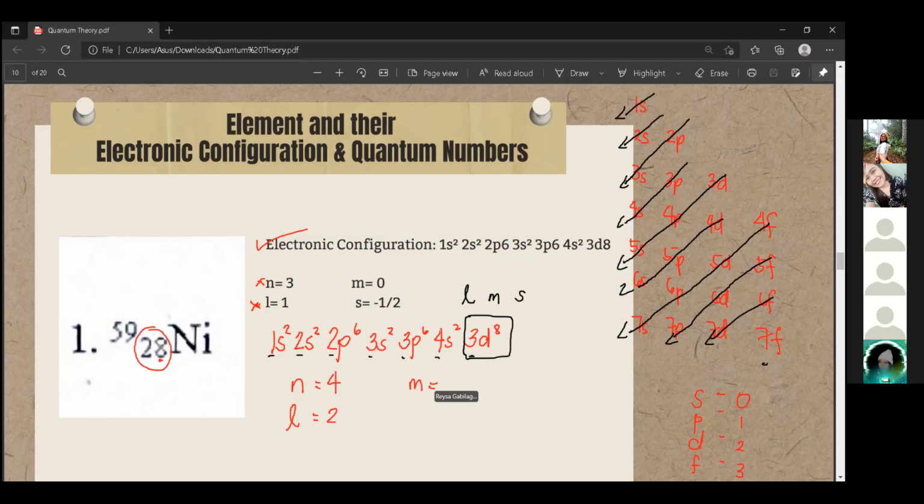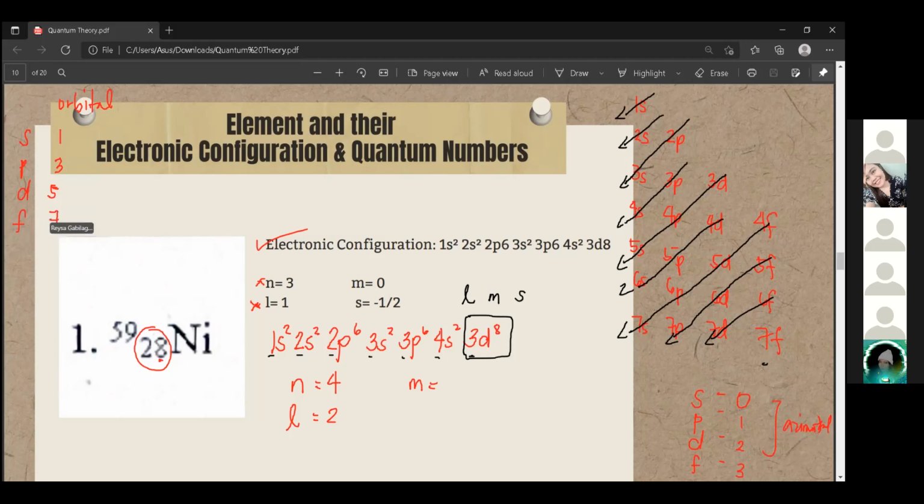Now, magnetic quantum number is for the orientation. Titingnan nyo pa rin yung last na configuration, class. It's a D. Again, it's a D class. So, di ba ang D, ilan nga yung kanyang orbital? This is for the orbital, ha, kung ilang orbital meron siya. Ang number na ito, this is for the azimuthal. Do not forget that. Yes, Jemuel? 5 orbital po sa D. Okay, yes. And then sa F is 7.